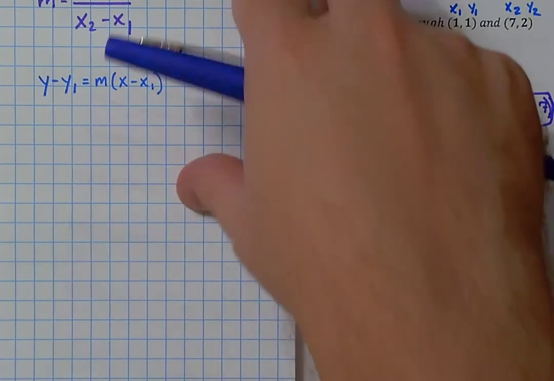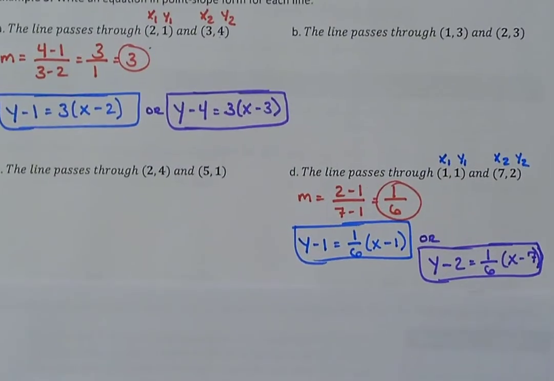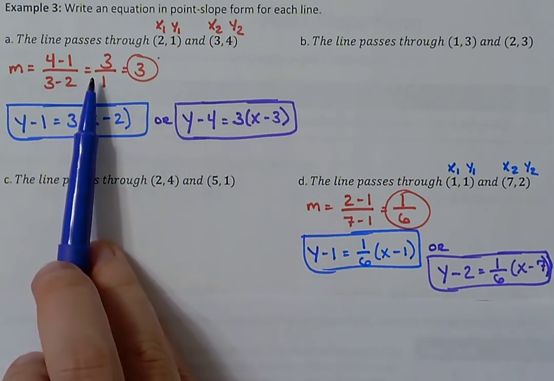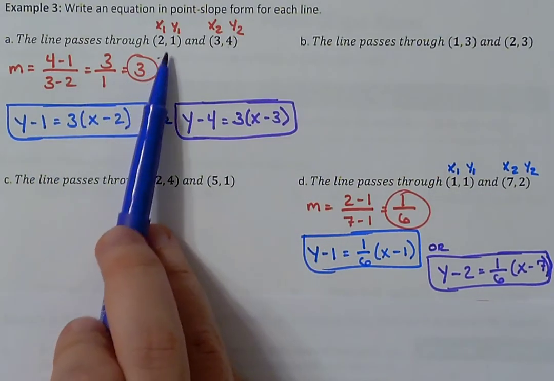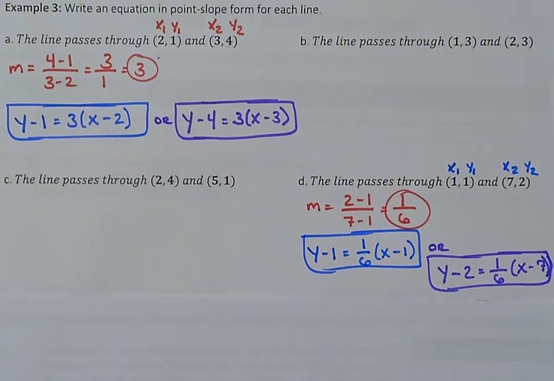Okay, so like I said, I'm going to leave parts B and C for you to do. Just like we did for A and D, identify your slope first. Once you have your slope, you just plug everything in, like we did with example 1. I know at first you may be thinking, okay, it's more work, it's more difficult. You just have to find your slope, and once you have your slope, plug everything in and you're good to go.